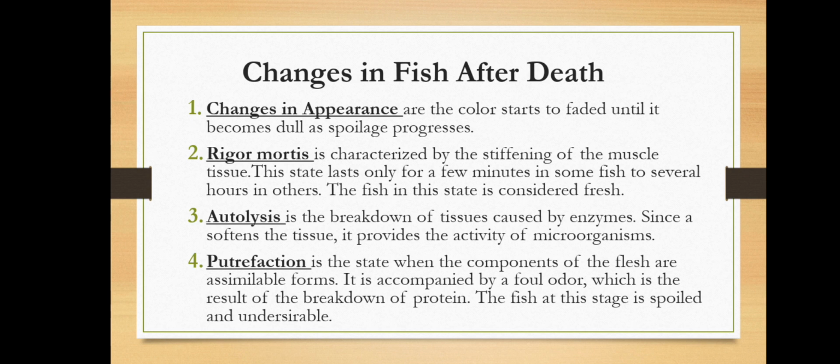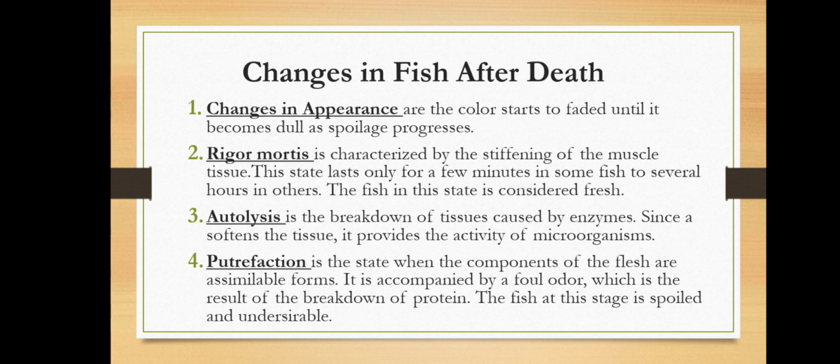Second is rigor mortis. It refers to the stiffening of the muscle tissue in the fish. This state is a natural process that occurs after the death of the fish. It typically lasts for a few minutes in some fish to several hours in others. Fish in the rigor mortis state is considered fresh and its duration can vary among different fish species.